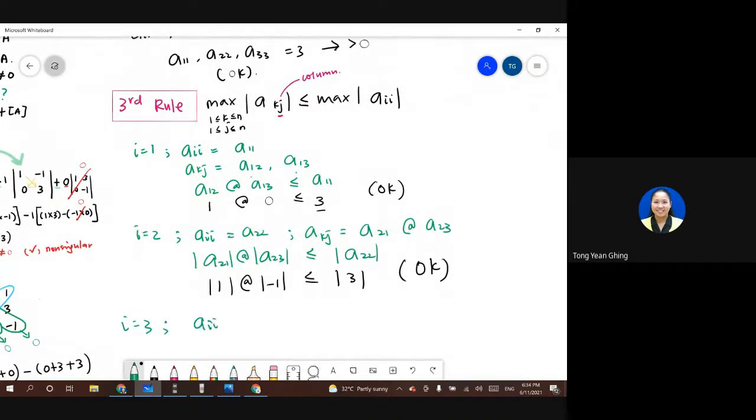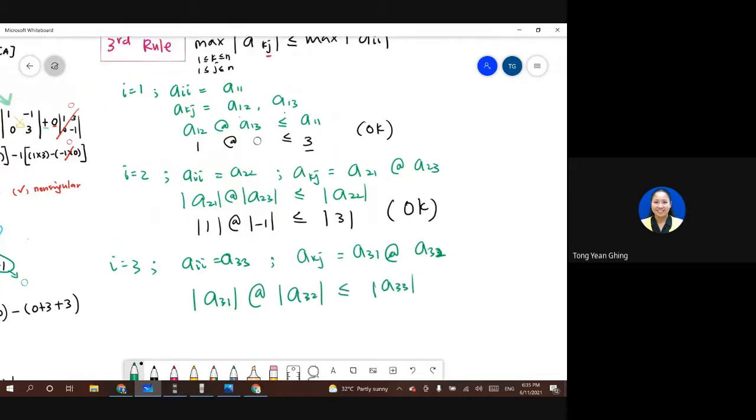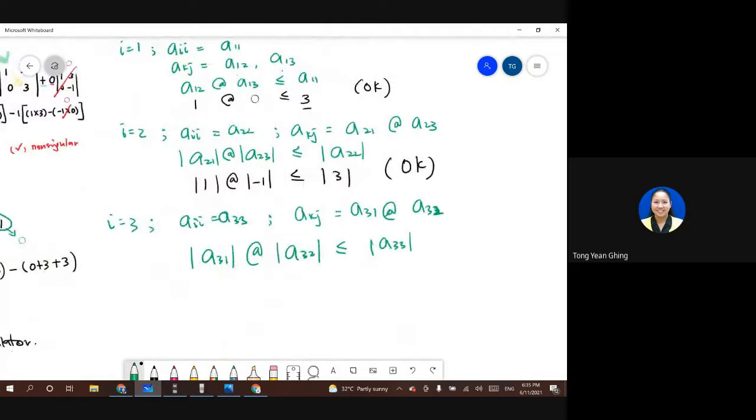And then when I equal to 3, this means A_II is A33, and A_KJ will be A31 or A32. So we want to check whether the modulus of A31 or A32 is smaller or equal to A33. So A31 is this one, A32 this one, 0 and -1. So yes, okay, because A33 is larger.